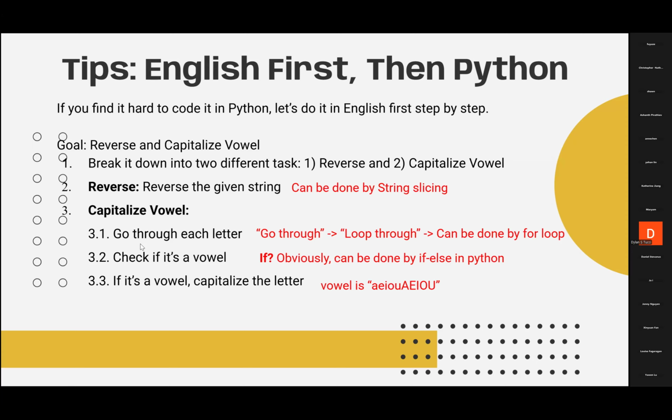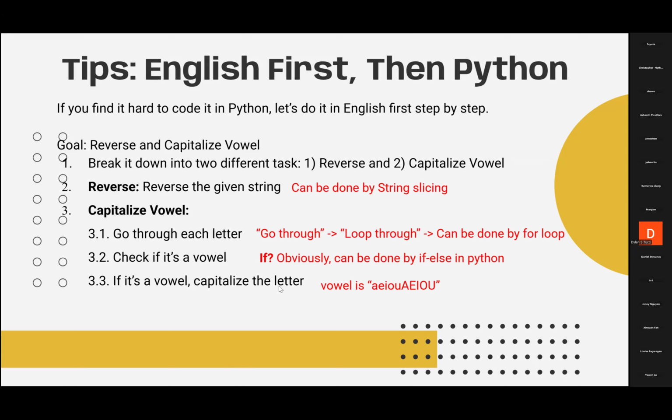And then to capitalize the vowel, let's see, go through its letters. Go through means loop through its letters, and that can be done by a for loop in Python. And check if it's a vowel. If in English you find an "if", that means in Python there's an equivalent if for that. And then if it's a vowel, capitalize the letter. So if you can somehow check that it's a vowel, then you capitalize the letter.